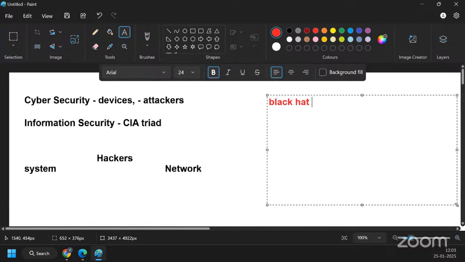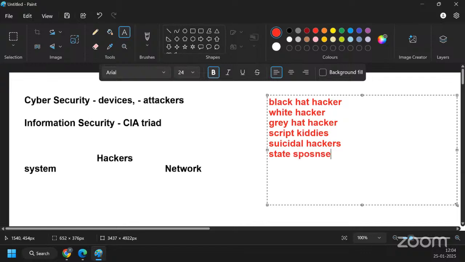For that, we have the black hat hacker, the white hat hacker, the gray hat hacker, the script kiddies, the suicidal hackers, the state sponsored hackers, the hacktivist, the cyber terrorist, and along with that, the insiders. Any guess? Any idea? What is this black hat hacker we are having?